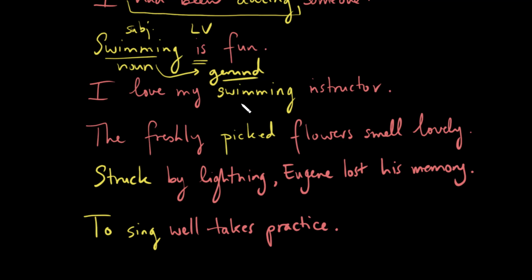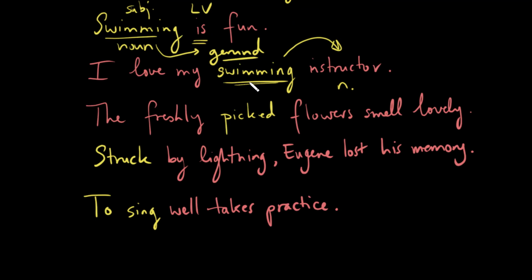Then we have, I love my swimming instructor. Here we have swimming again. We can see this is a present participle, ends in ing, and it's modifying instructor. Instructor is a noun, so if you modify a noun, then you typically use an adjective. What kind of instructor? Swimming instructor. And now we can see that the present participle is acting like an adjective.